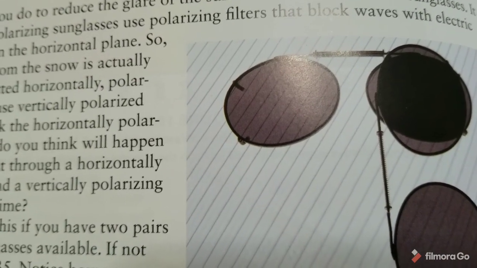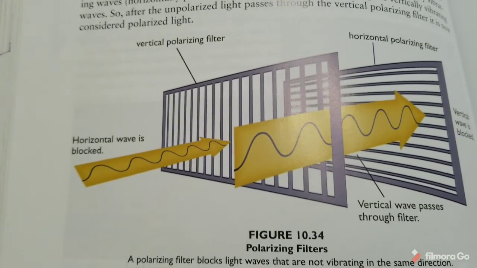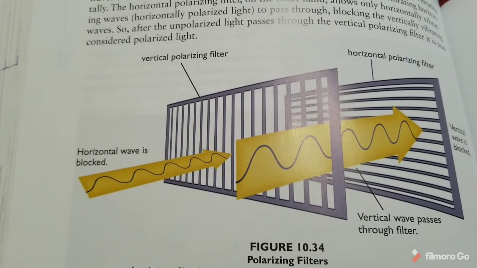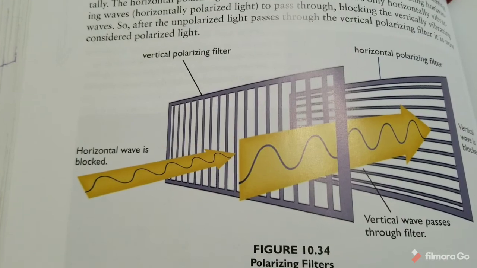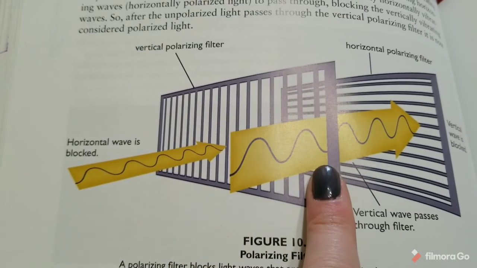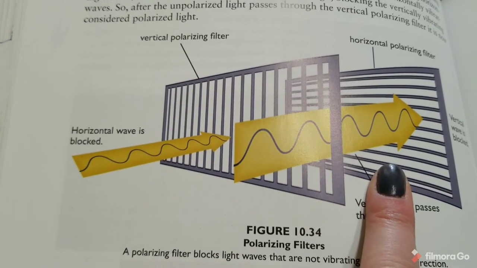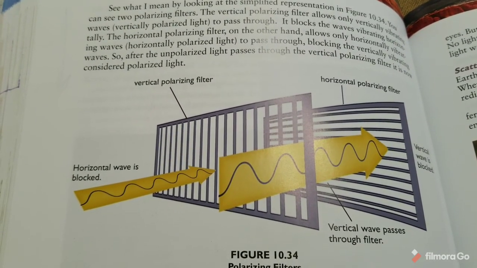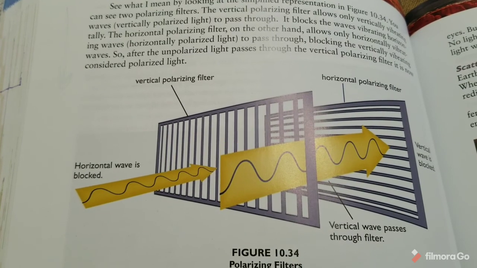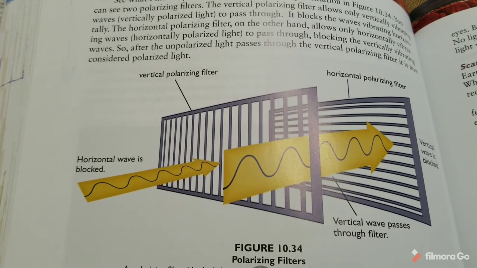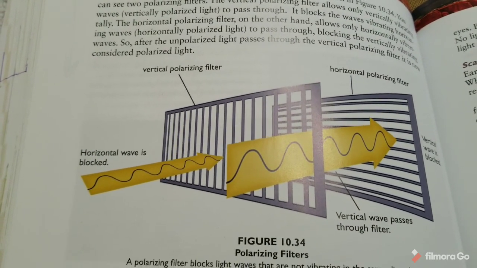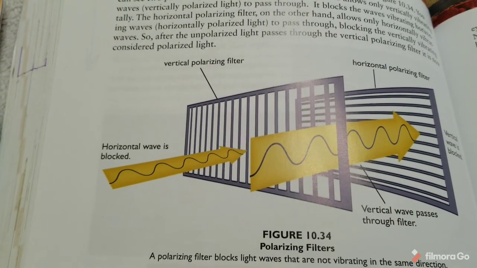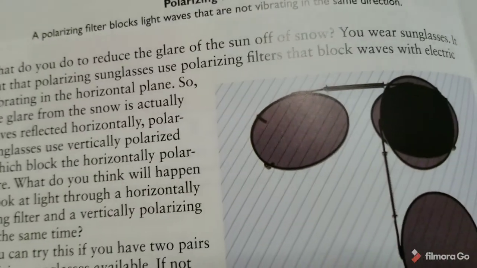So here's a picture of polarizing filters, horizontal and vertical on the side, horizontal polarizing on the side. And so after unpolarized light passes through the vertical polarizing filter, it is now considered polarized light. If you went through both of those, nothing would get through, I'm pretty sure. So it would be just like that.